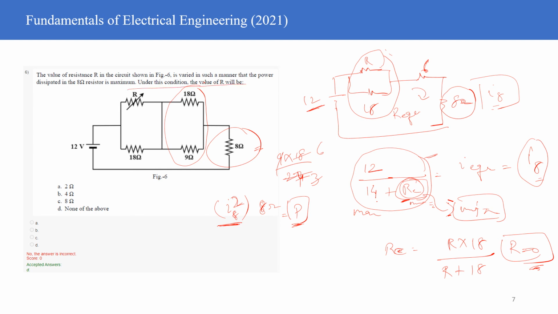So this will be the condition of R. It's asking under what condition the power dissipation is going to be maximum. So R is equal to 0, the power dissipation is going to be maximum. This is not given in the options, and therefore the answer is D here. So the actual answer is R equal to 0. I'm hoping you understood it, right? Any confusions in this solution?